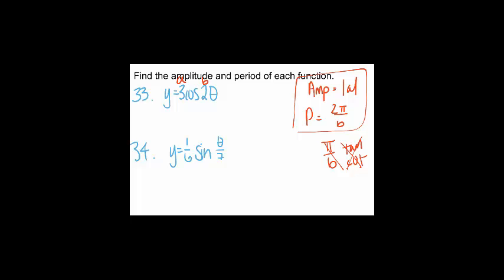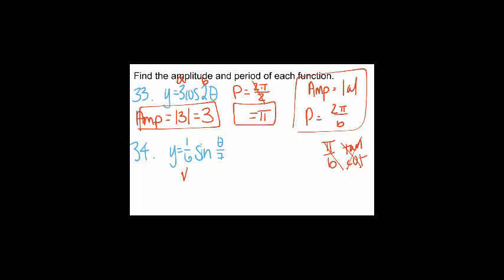So if I'm trying to find the amplitude for this first one, amplitude is the absolute value of that number in front, so the amplitude is just 3. And the period is 2 pi over b, 2 pi over 2, so period is just pi. So I got my two answers. 34, amplitude is just 1/6. We have that one. The period, my b value is not 7, it is 1/7.